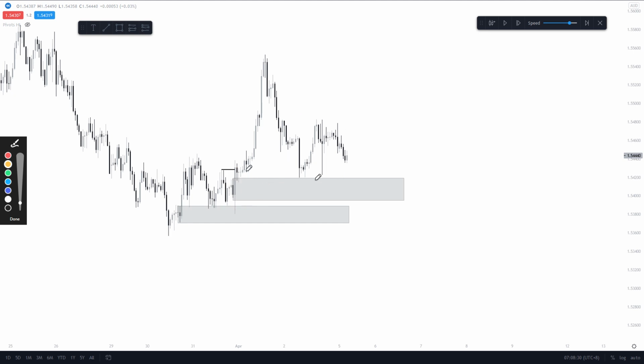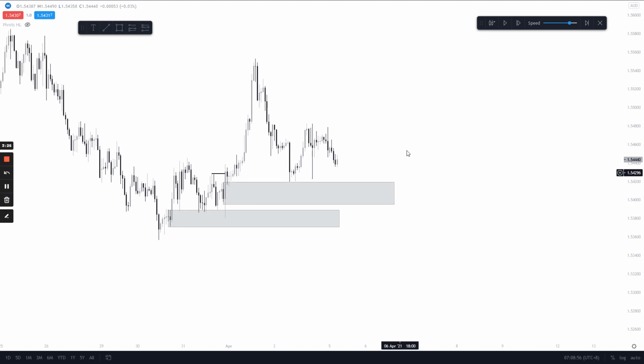So while I was at this particular point here, I marked my POIs, so I see this because it has not been mitigated yet. Now at this particular area here, it does seem like it has been mitigated, but what I choose to follow is a precise mitigation, which means it comes down into the candle itself before going up. But as you can see right over here, it did not touch the candle at all. Alright, so I like to refine my entries.